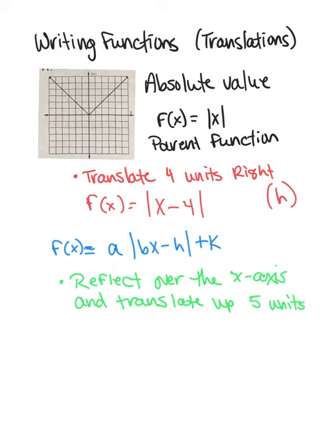To reflect over my x-axis, that's going to be my a term. A negative a will reflect me over my x-axis. To translate up 5 units, that's my k term, my vertical translation. So when I rewrite this, f of x is equal to negative absolute value of x plus 5. The negative is what is reflecting me over the x-axis, and the plus 5 is translating up 5 units.